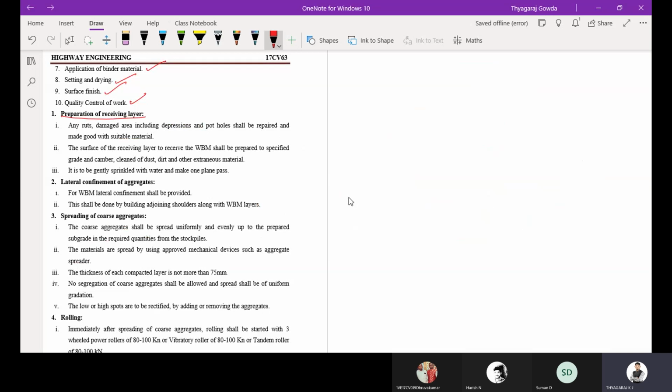Preparation of receiving layer. As we all know, we have already constructed the subgrade. Above that the GSB layer is there. Above that you are going to construct the base layer.